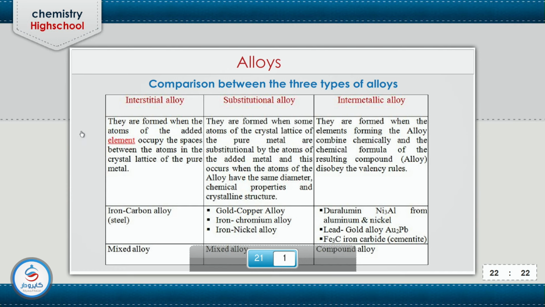So maybe a question on the types of alloys can ask about iron carbon alloy: what this alloy belongs to, interstitial alloy, substitutional, or intermetallic. The question can be like that, choose from 4 points. It gives you an example of these types of alloys, like iron carbon or iron chromium or gold copper alloy, and gives you 4 choices: interstitial alloy, substitutional alloy, intermetallic alloy, or metal alloy, and you have to choose one of these types of alloys.